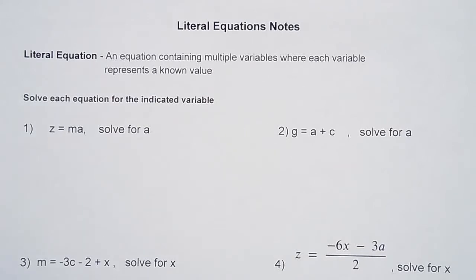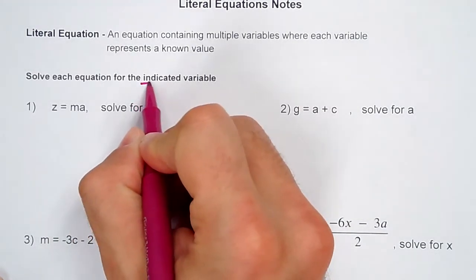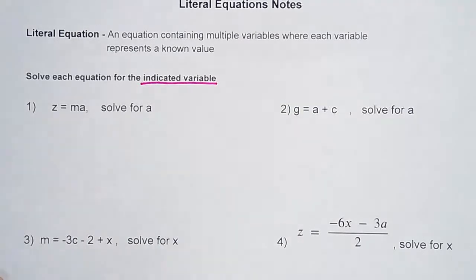However, formulas that we use in science, mathematics, and other subjects often have multiple variables that represent different things. So our goal here is to solve each equation for an indicated variable. We're going to use what we've done with equation solving and what we know about combining like terms to help us do this. So number one, solve each equation for the indicated variable. We always have to know what we're solving for.